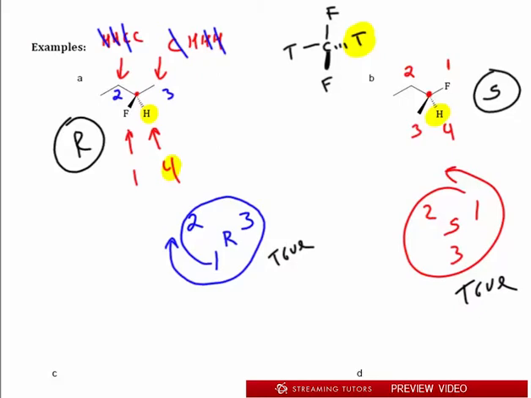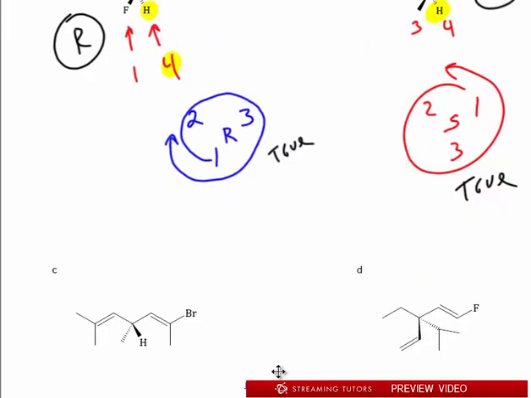So what is the relationship between A and B? They're enantiomers, right? They have the same exact formula. They have the same connections, but they're opposite configuration. It's like a left and right hand. It's R and S. Do you see that? Okay, let's try another one.